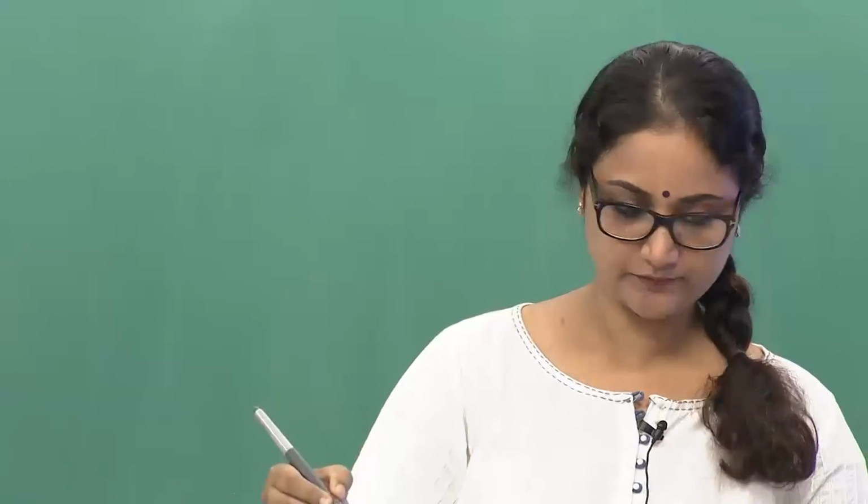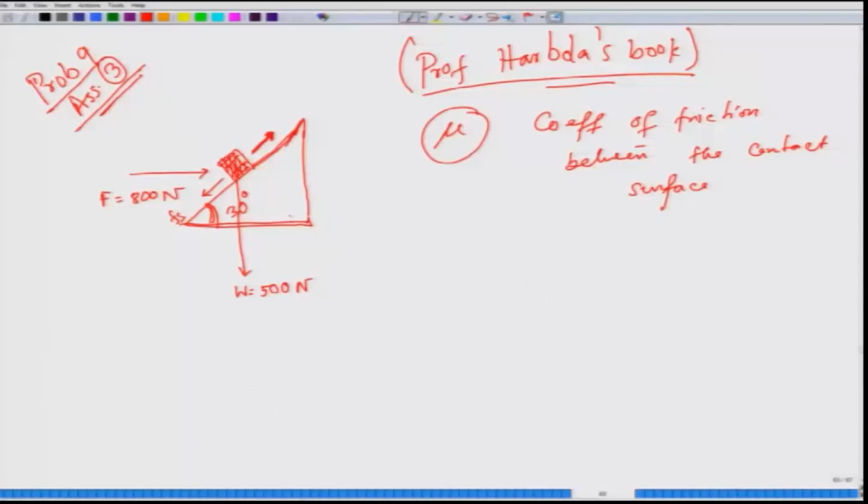Now, if I look at the forces, before that I take this to be my x axis. Perpendicular to this inclined plane, this is my y axis. So, if the body tries to move up, the frictional force Fs will work along the negative x axis.